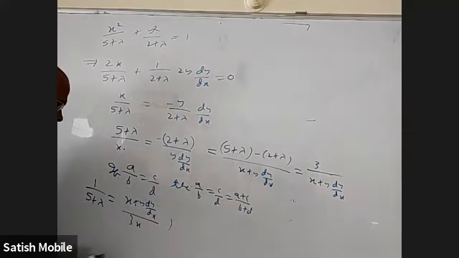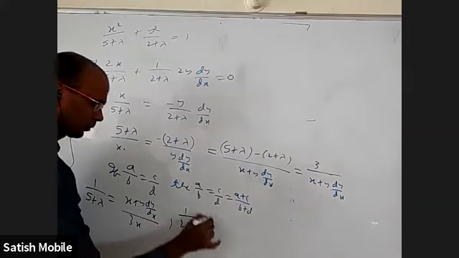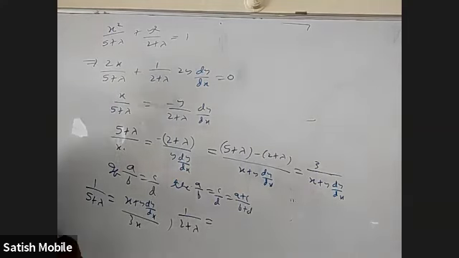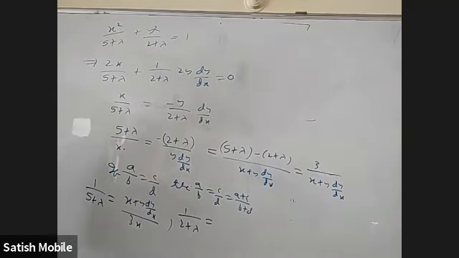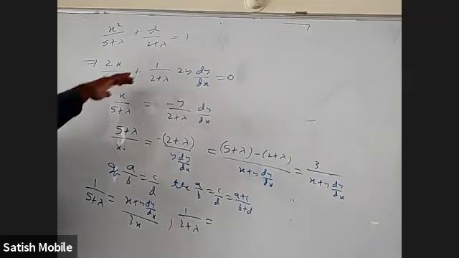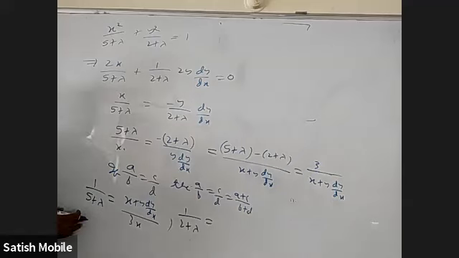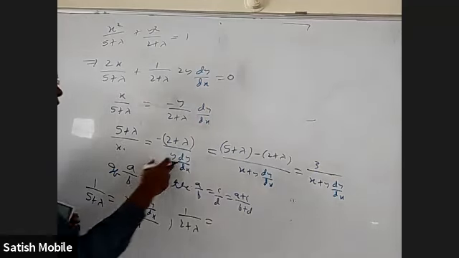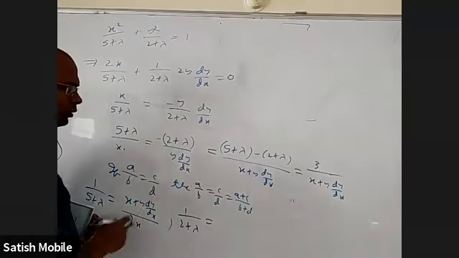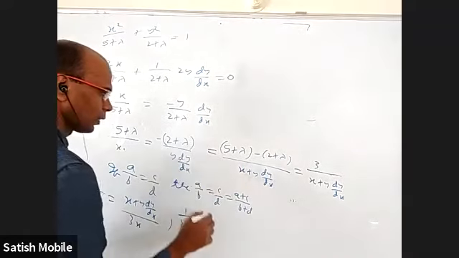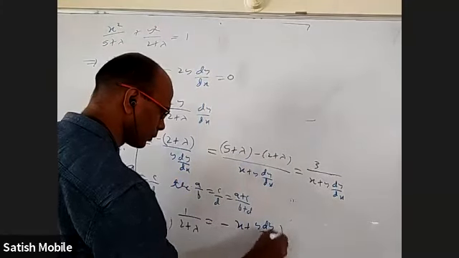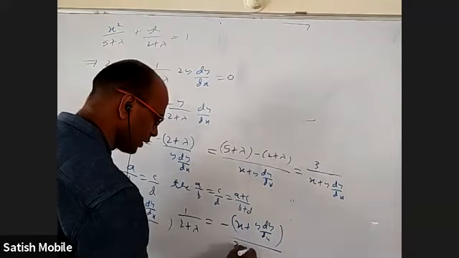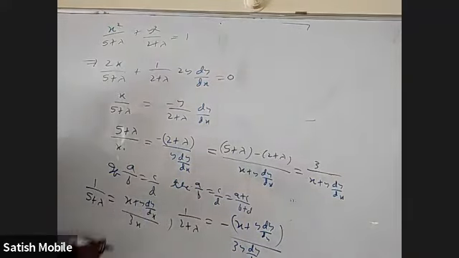And I equate these two, 1 by 2 plus lambda. Of course, somebody can do cross multiplication, expand, bring lambda one side, everything else one side, and you'll get lambda. Then I have to find 5 plus lambda and 2 plus lambda again because I have to substitute it back. Instead of that, I'm finding 1 by 5 plus lambda and 1 by 2 plus lambda. So when I equate these two, 1 by 2 plus lambda equals minus x plus y dy by dx by 3y dy by dx. These two things I want to substitute here.